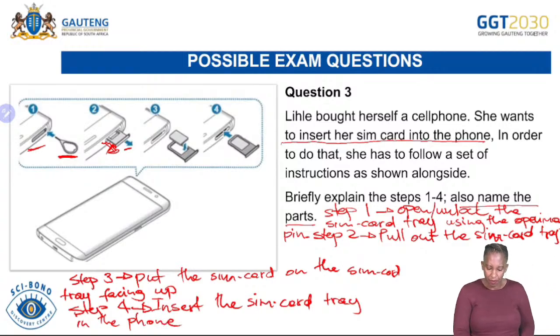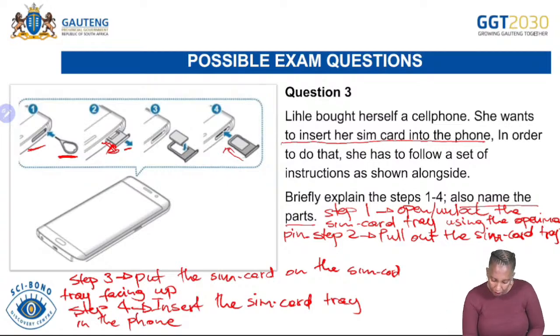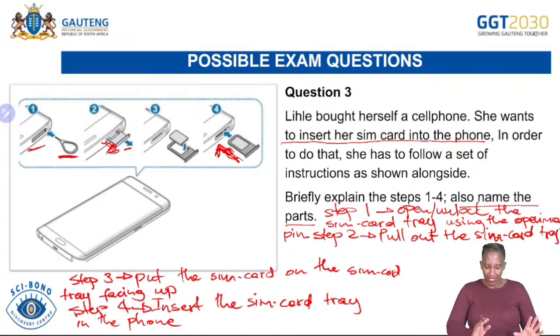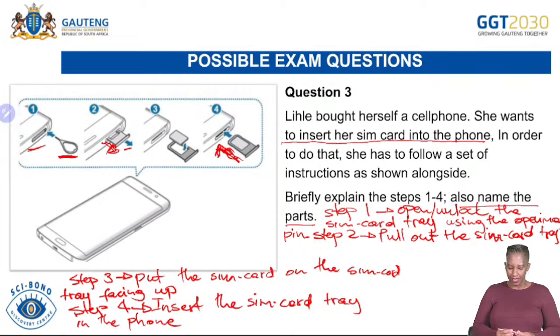So we can take the SIM card tray now. Remember, we have pulled out that SIM card tray, and then we have placed the SIM card on it facing upwards, and then now we have to insert it back. We are inserting the tray with the SIM card facing up in the phone. Now we are pushing it inside the phone. That's where it's going. And then we have our phone ready now with a SIM card inserted. This is our desired result.